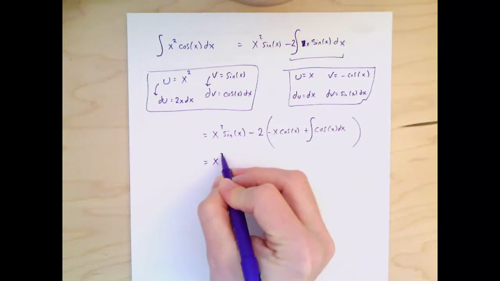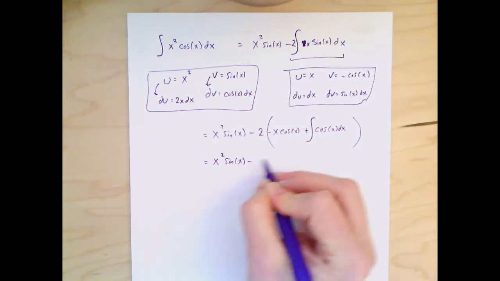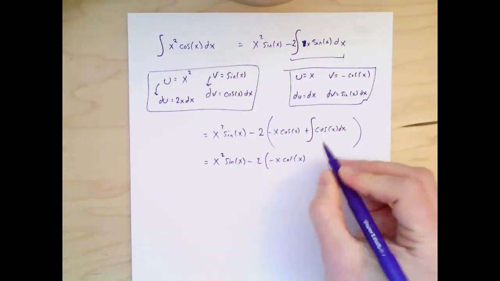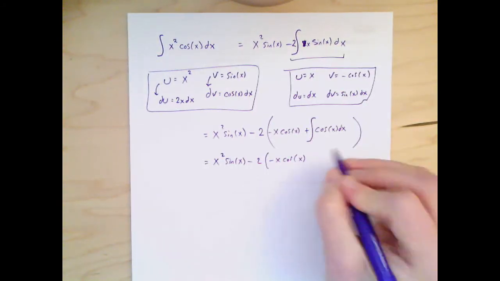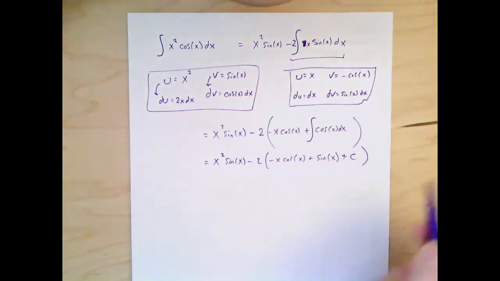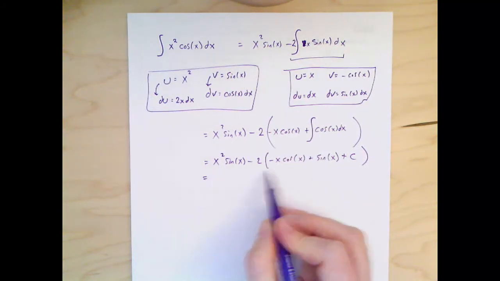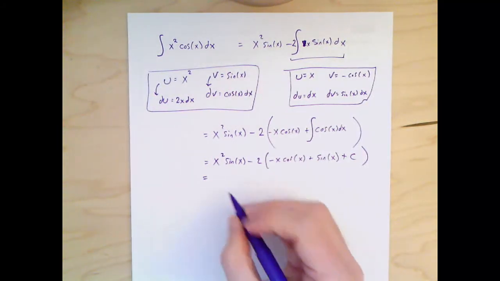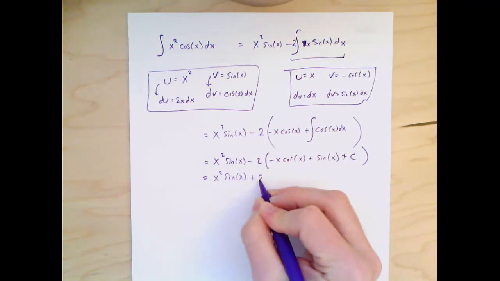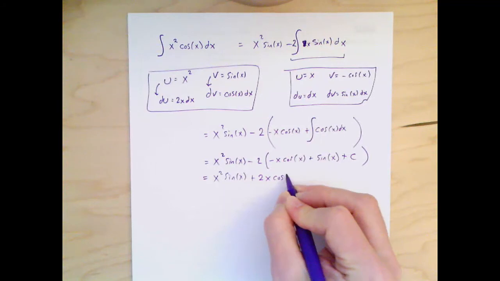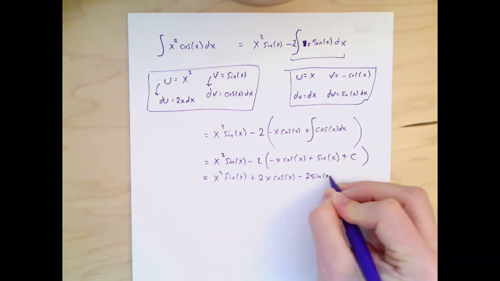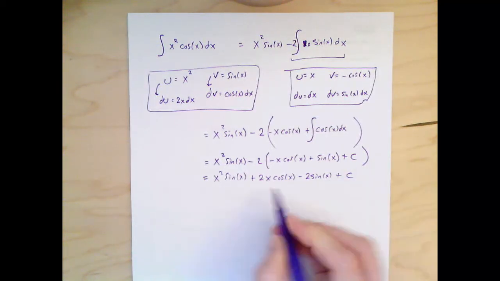So rewriting it all again, x cosine x. So the integral of cosine, of course, is just sine. So that gives us sine x plus our constant of integration. And now we want to distribute everything and kind of make it look nice. So x squared sine x plus 2x cosine x minus 2 sine x plus, it's really minus 2c.